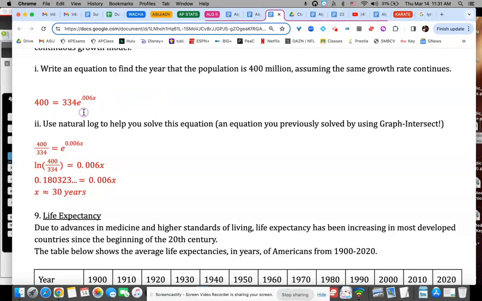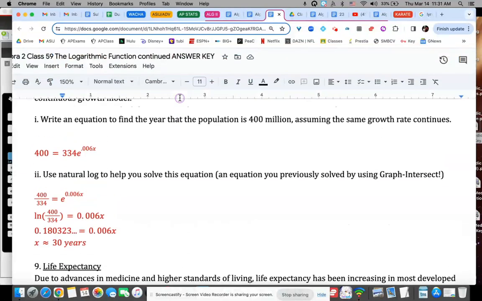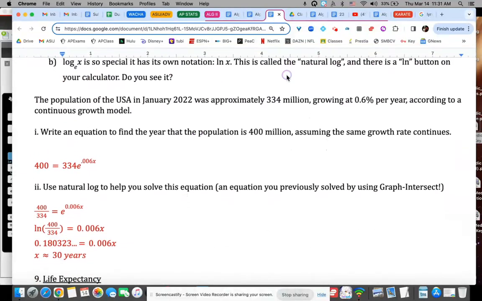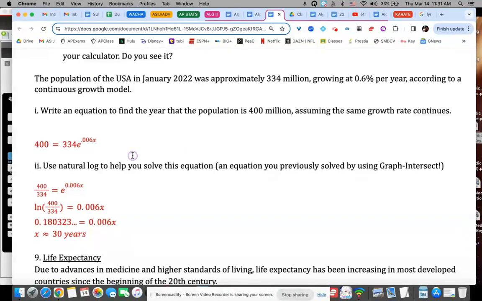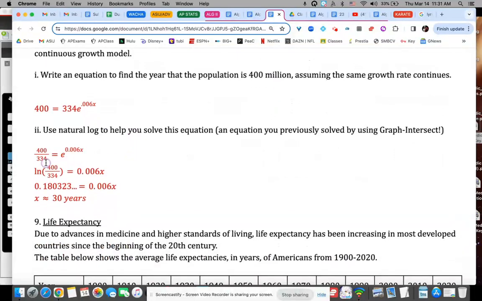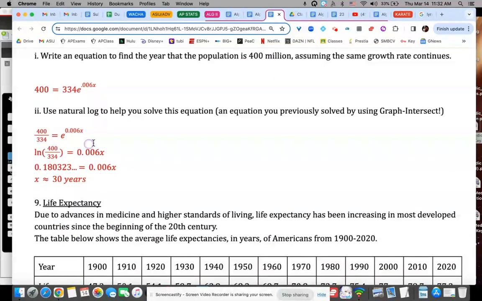So in this case, to solve this, you need to get the exponent part by itself first. So I'm going to divide by 334 first. And by the way, I hope you were able to write out the equation to start with, right? We started with 334 million. We have a 6% growth rate, but they say it's a continuous growth, and that's why we're using e, right? And then we end up with 400 million, but we want to know how long that took, right? Okay, so that's what we're solving. So divide by 334, get the exponential by itself.